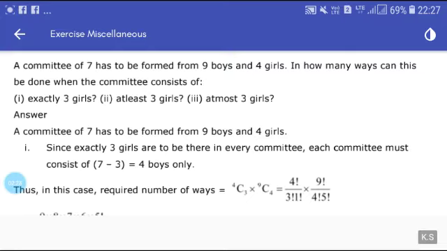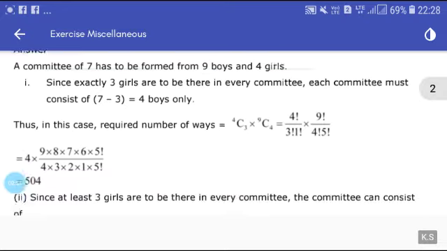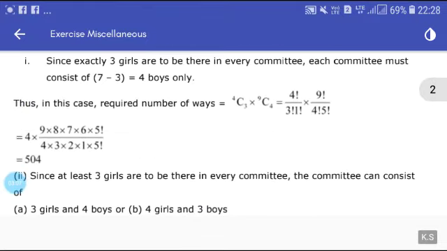Here, since exactly 3 girls are to be there, each committee must consist of 7 minus 3, that is 4 boys only. So the required number of ways is 4C3 into 9C4. We calculate this as 4 factorial by 3 factorial times 1 factorial, and 9 factorial by 4 factorial times 5 factorial. Just calculate it, and after calculation our value is 504.